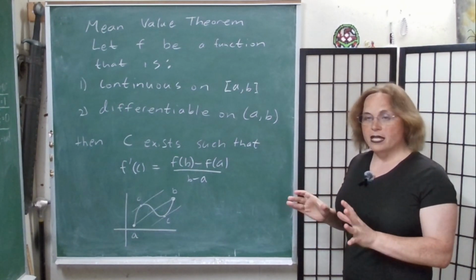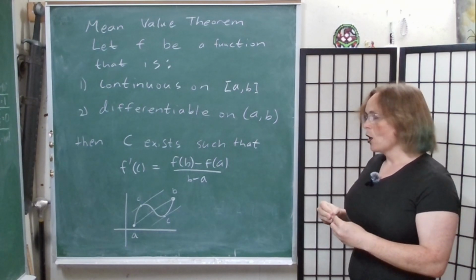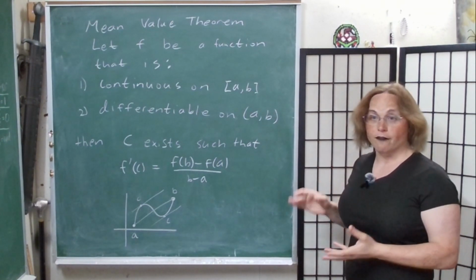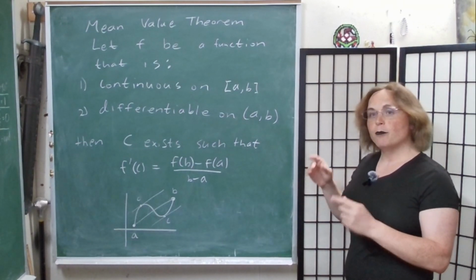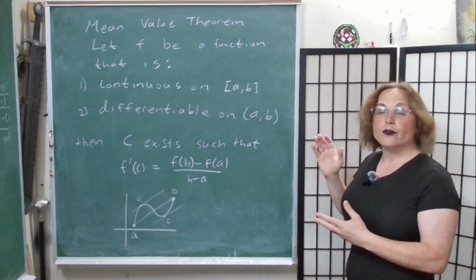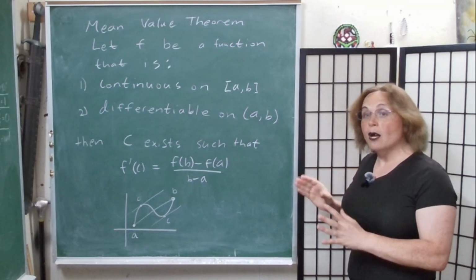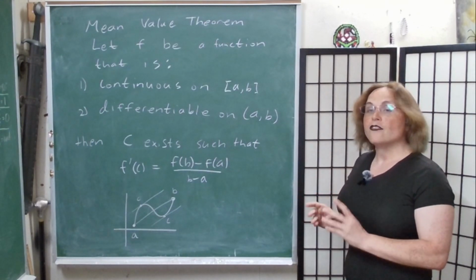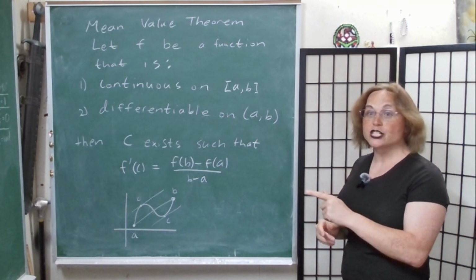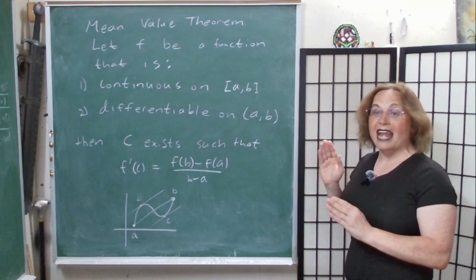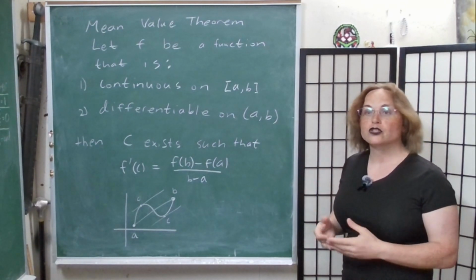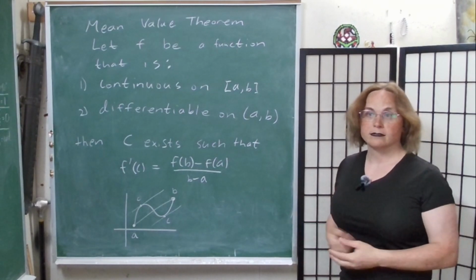Now, what this means is that if you remember, when we take the average rate of change on some interval on a function, we take the slope between the endpoints on that interval. And what the mean value theorem tells us is that somewhere on that interval, there will exist a point where the instantaneous rate of change will equal that average rate of change. And that's not necessarily obvious. So we're going to go ahead and prove this one.